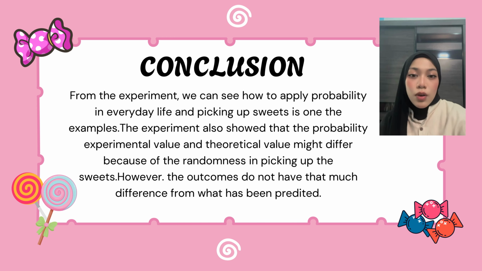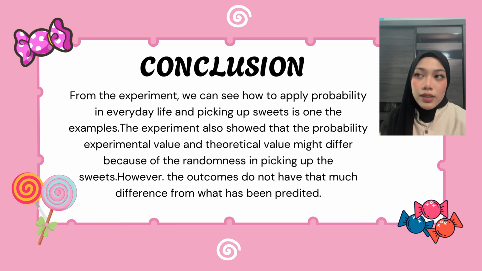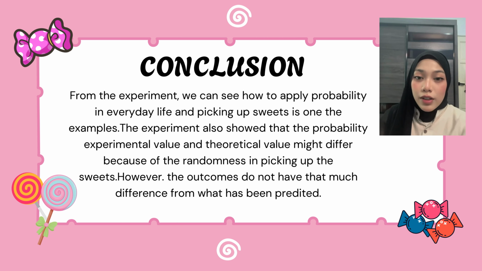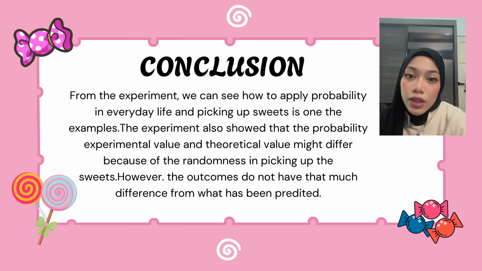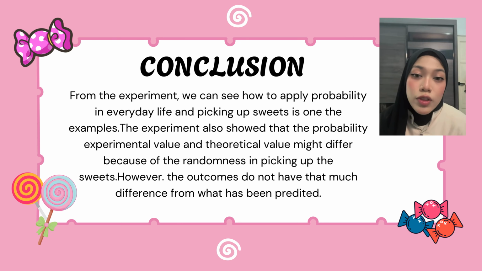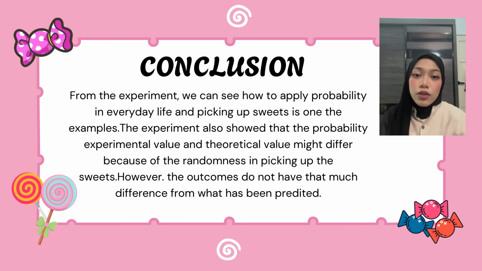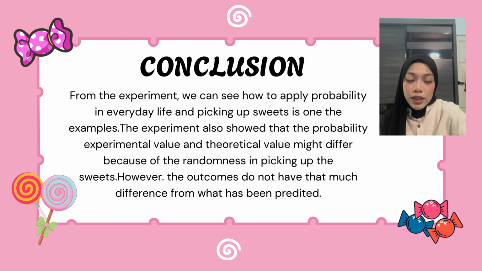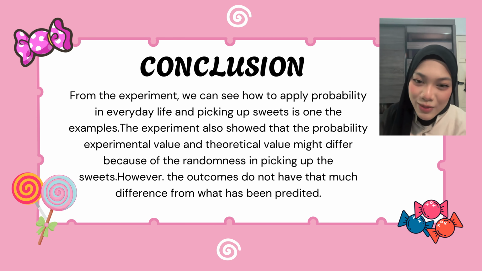In conclusion, through this experiment, we learned how probability can be applied in real-life situations, like randomly picking sweets from a bag. We also observed that the results from our experiment, which are the experimental values, can be slightly different from the theoretical values due to randomness. However, the outcomes were still quite close to what was predicted. This shows that probability is useful and reliable in making predictions. That's all from us. Thank you.